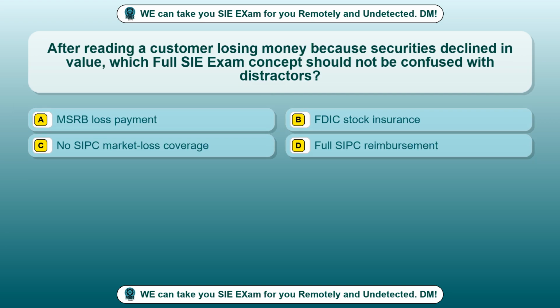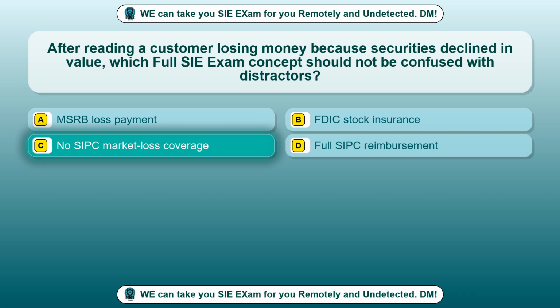Question 25. After reading a customer losing money because securities declined in value, which full SIE exam concept should not be confused with distractors? Option A, MSRB loss payment. Option B, FDIC stock insurance. Option C, no SIPC market loss coverage. Option D, full SIPC reimbursement. The correct answer is option C, no SIPC market loss coverage.